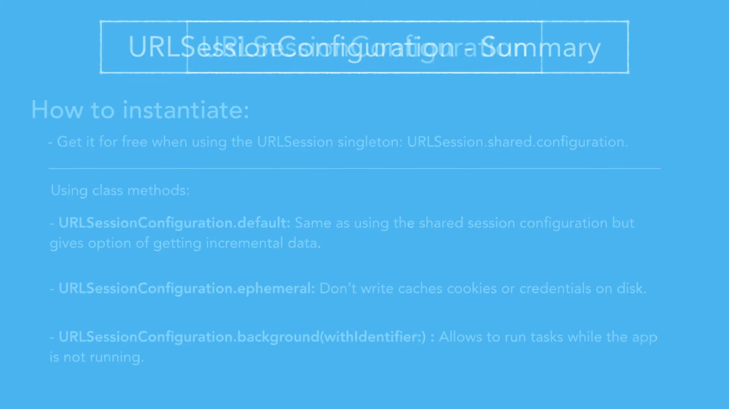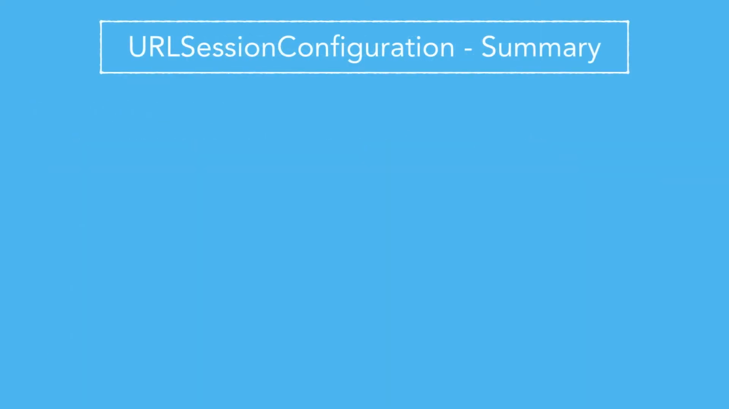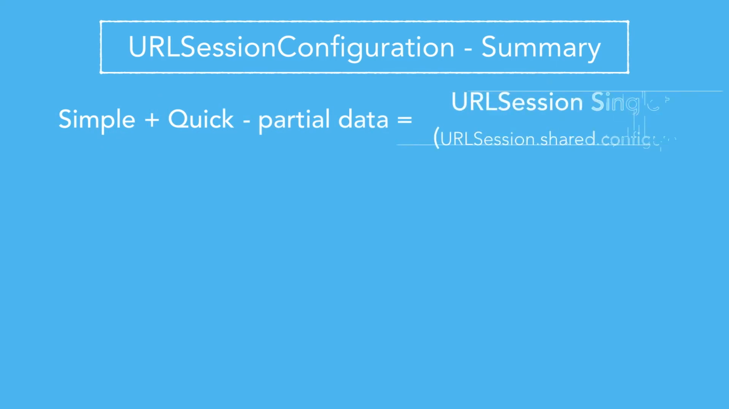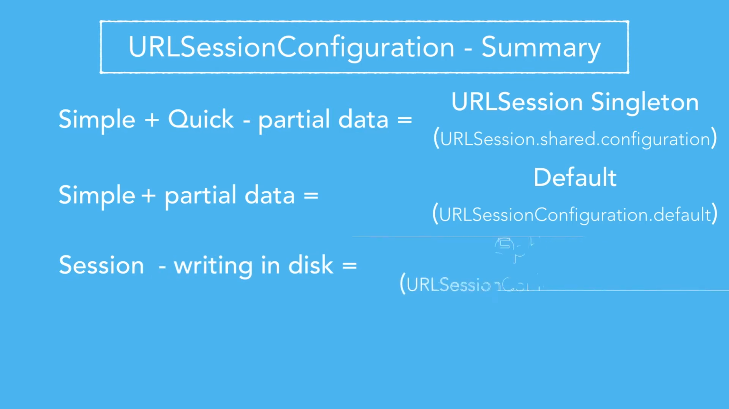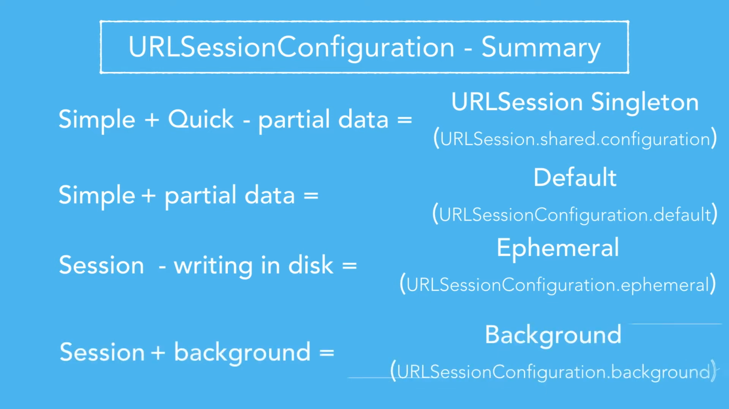Just to summarize and put all this theory in more practical words, if you just want something simple and quick and don't care about partial data, use the singleton. If you need something quick and want access to partial data, use the default session configuration. If you need a session that is not going to write anything to disk, maybe because you're dealing with sensitive data, use an ephemeral session configuration. And last, in case you need to download or upload something in the background, use the background session configuration.